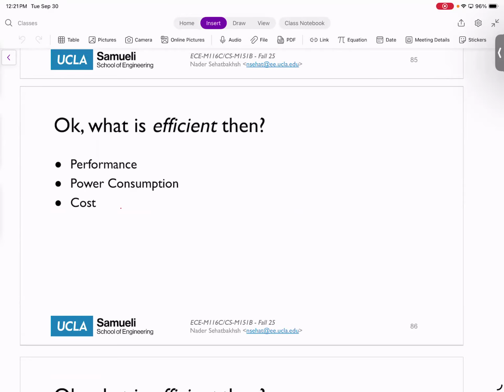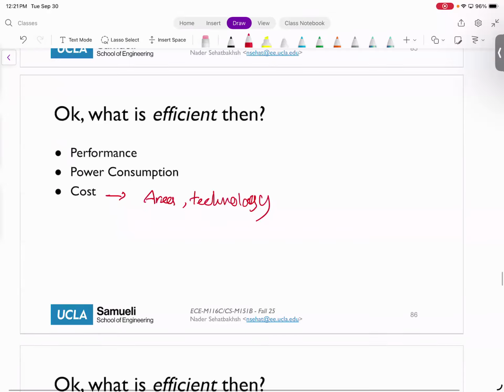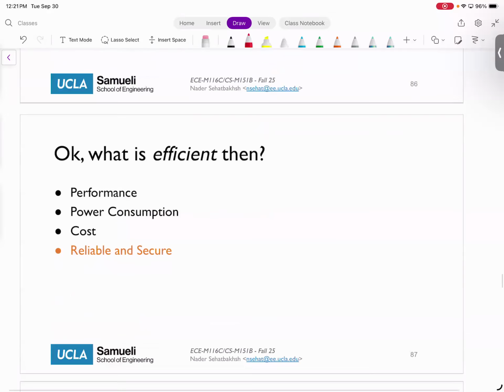Usually this cost is translated into area. So how big your chip is, and what technology is being used in your system, is usually the deciding factor for its cost. So these are the important things when you're thinking about your system, okay? And then of course reliability and security are other kind of secondary order problems.